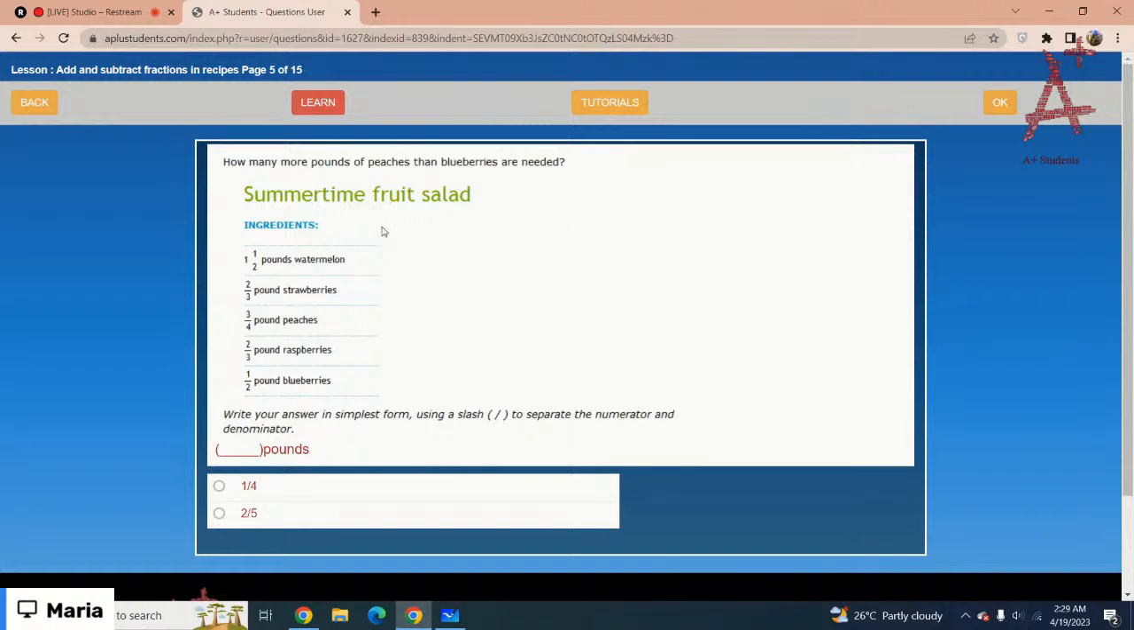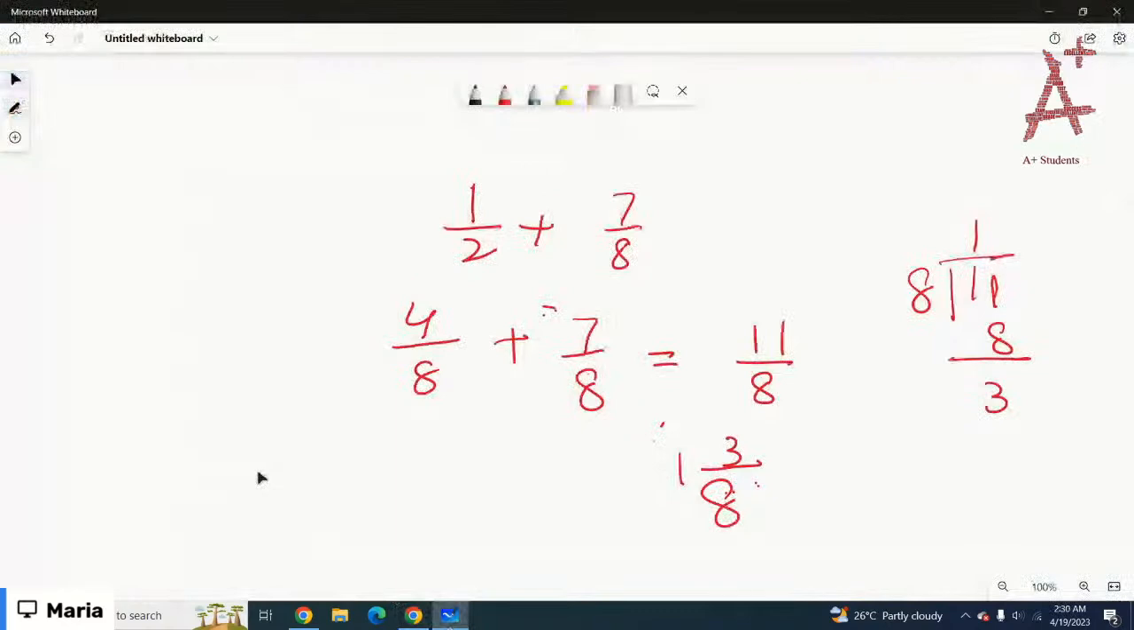How many more pounds of peaches than blueberries are needed? So here you have 3 by 4 pound peaches, and blueberries are 1 by 2. So you need to see how many more pounds, so you have to subtract blueberries from peaches. Got it? So you need to do 3 by 4 minus 1 over 2.